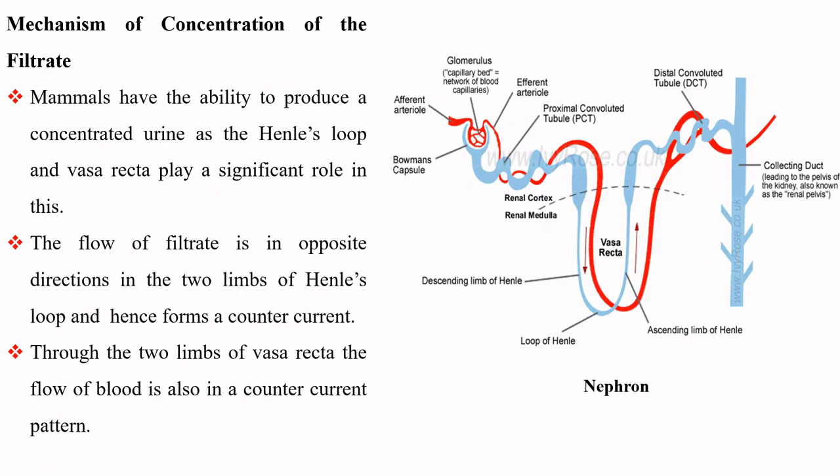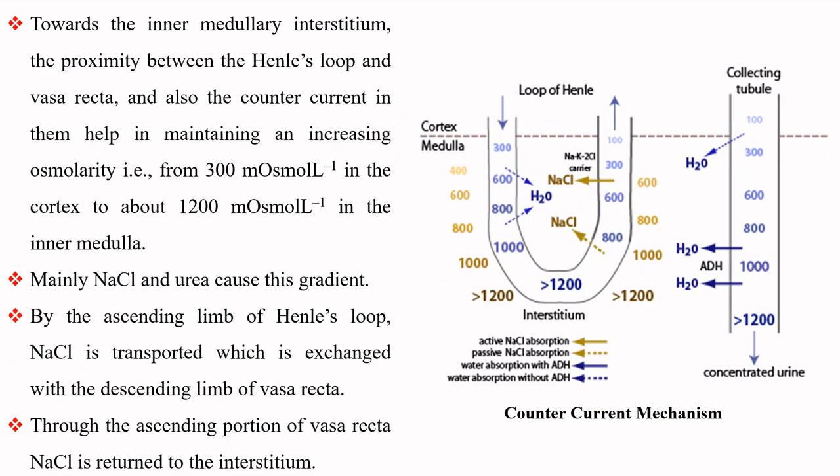Mechanism of concentration of the filtrate. Mammals have the ability to produce a concentrated urine, as Henle's loop and the vasa recta play a significant role in this. The flow of filtrate is in the opposite direction in the two limbs of Henle's loop and hence forms the countercurrent. Through the two limbs of the vasa recta, the flow of blood is also in a countercurrent pattern.